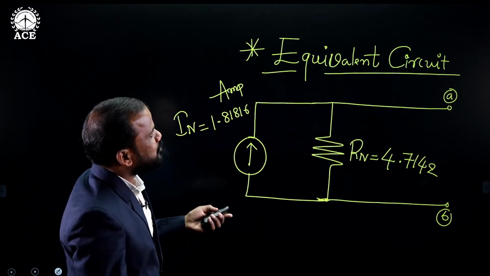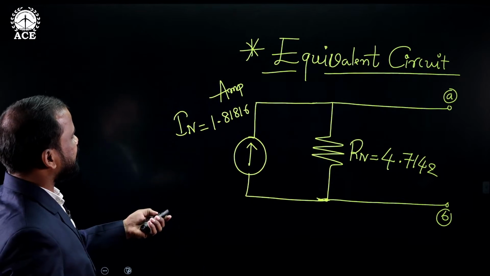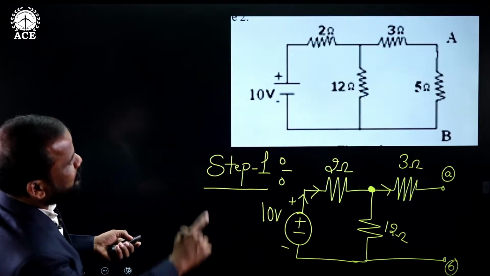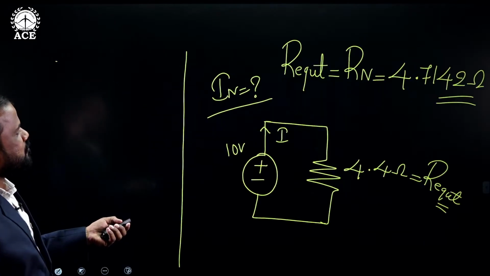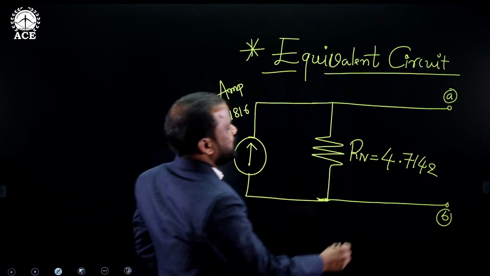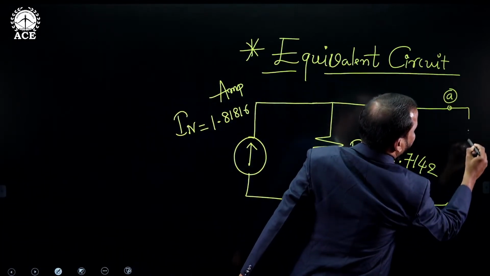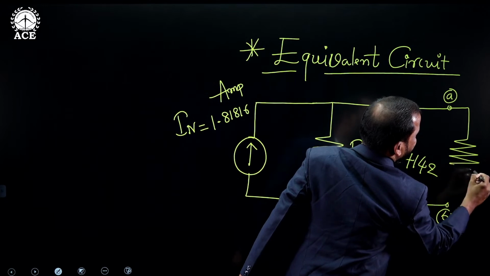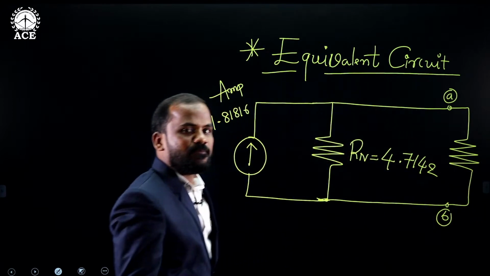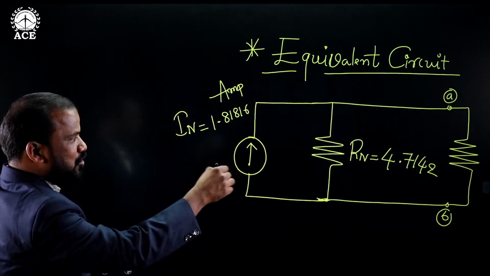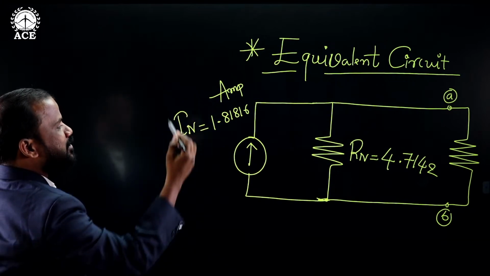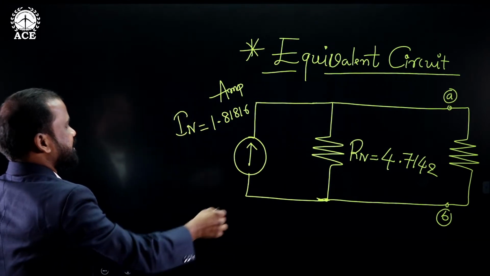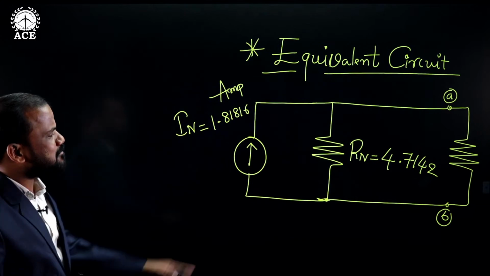Okay, now I think 5 ohm resistance is the load resistance, yes or no? Once see that value. Yes, 5 ohms only, na? Yes, 5 ohms only. Now come to this step. After calculating these two values, what we need to do? We need to replace or connect the load resistance across the terminal A and B of the equivalent circuit of the Norton's theorem like this.